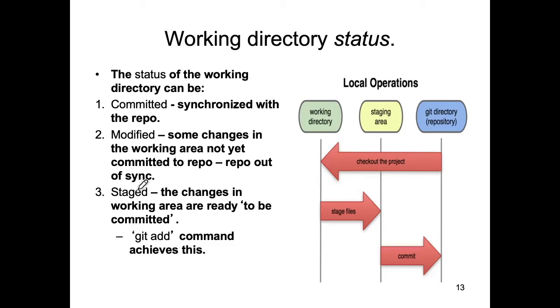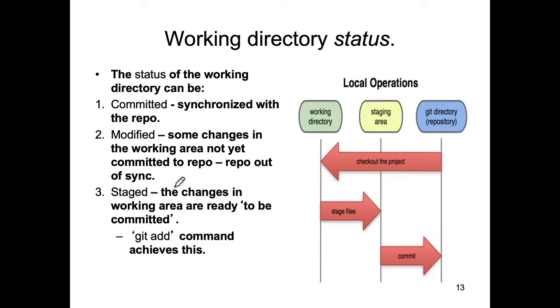There is a third status, which, admittedly, initially, is a bit vague. But it is an important status. It's called the staged status. And for now, all I'm saying to you is that the staged status means you have made some changes to files in the working directory. You've told Git that you have made them, but you haven't committed them yet.